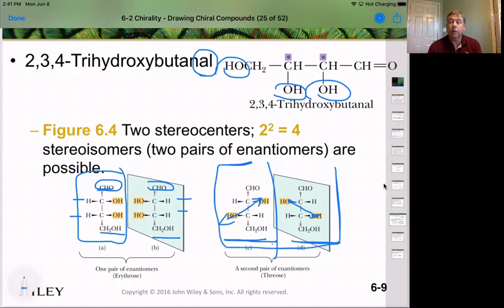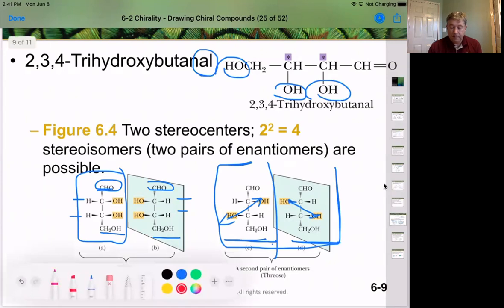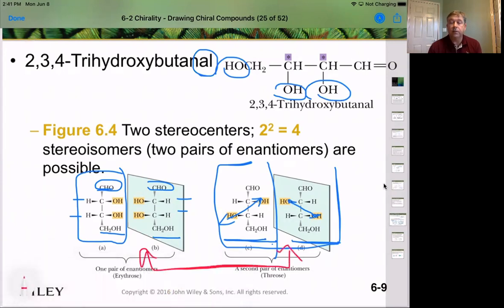But this set looks different than this set. These are not superimposable sets, okay? So this non-superimposable mirror image is one pair of enantiomers. This non-superimposable mirror image is the other set of enantiomers, but the pair of those two sets of enantiomers is our diastereomer set, okay? So we had to actually exchange the connectivity between the two different systems to be able to get all four isomers available to us.